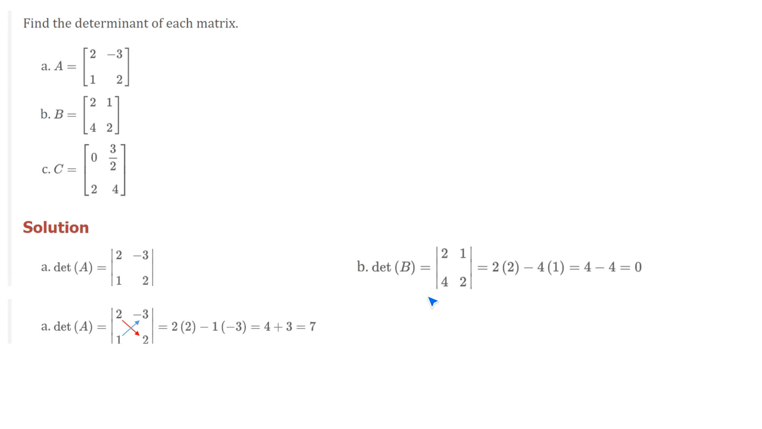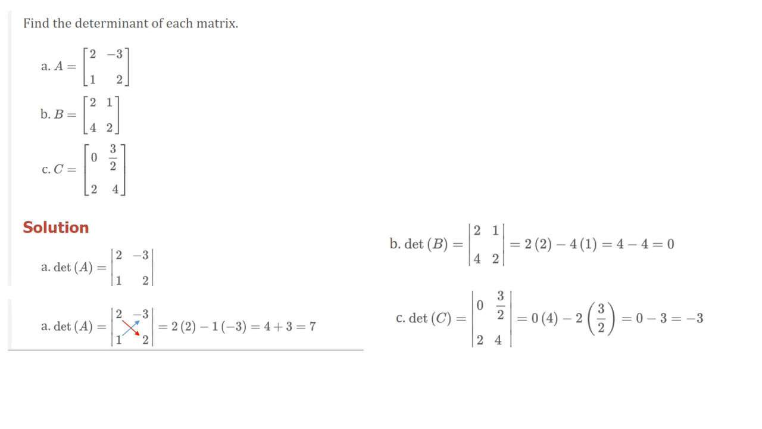So then we can do B. So we just multiply 2 times 2 and negative 4 times 1. So 2 times 2 is 4. Negative 4 times 1 is negative 4. 4 minus 4 is 0. So the determinant of B is 0. And then the last one, 0 times 4 and negative 2 times 3 halves. 0 times 4 is 0. And negative 2 times 3 halves is going to be a negative 3. So we end up with negative 3. So that is how we find the determinant.